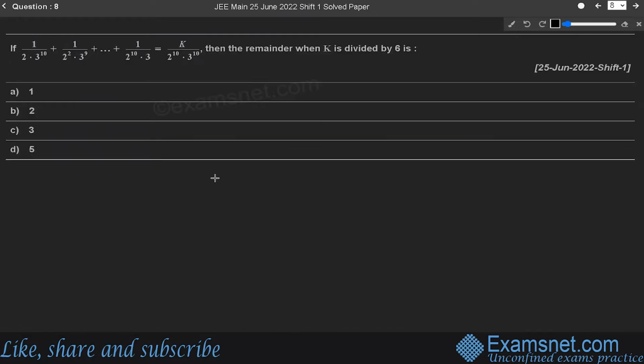Next question is, if 1 upon 2 into 3 power 10 plus 1 upon 2 into 3 power 9 and 2 power 2 plus so on up to 1 upon 2 power 10 into 3 is equals to k upon 2 power 10 into 3 power 10, then the remainder when k is divided by 6 is.